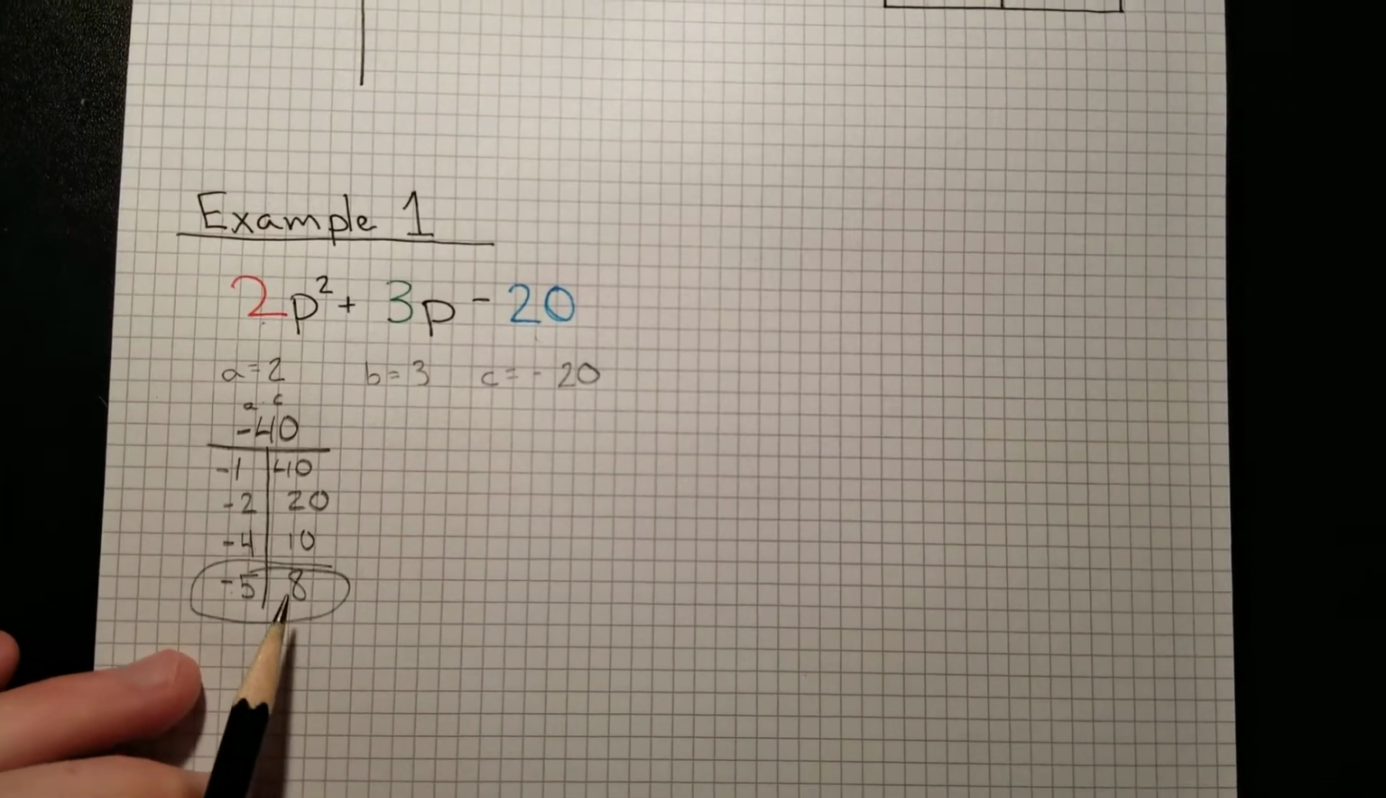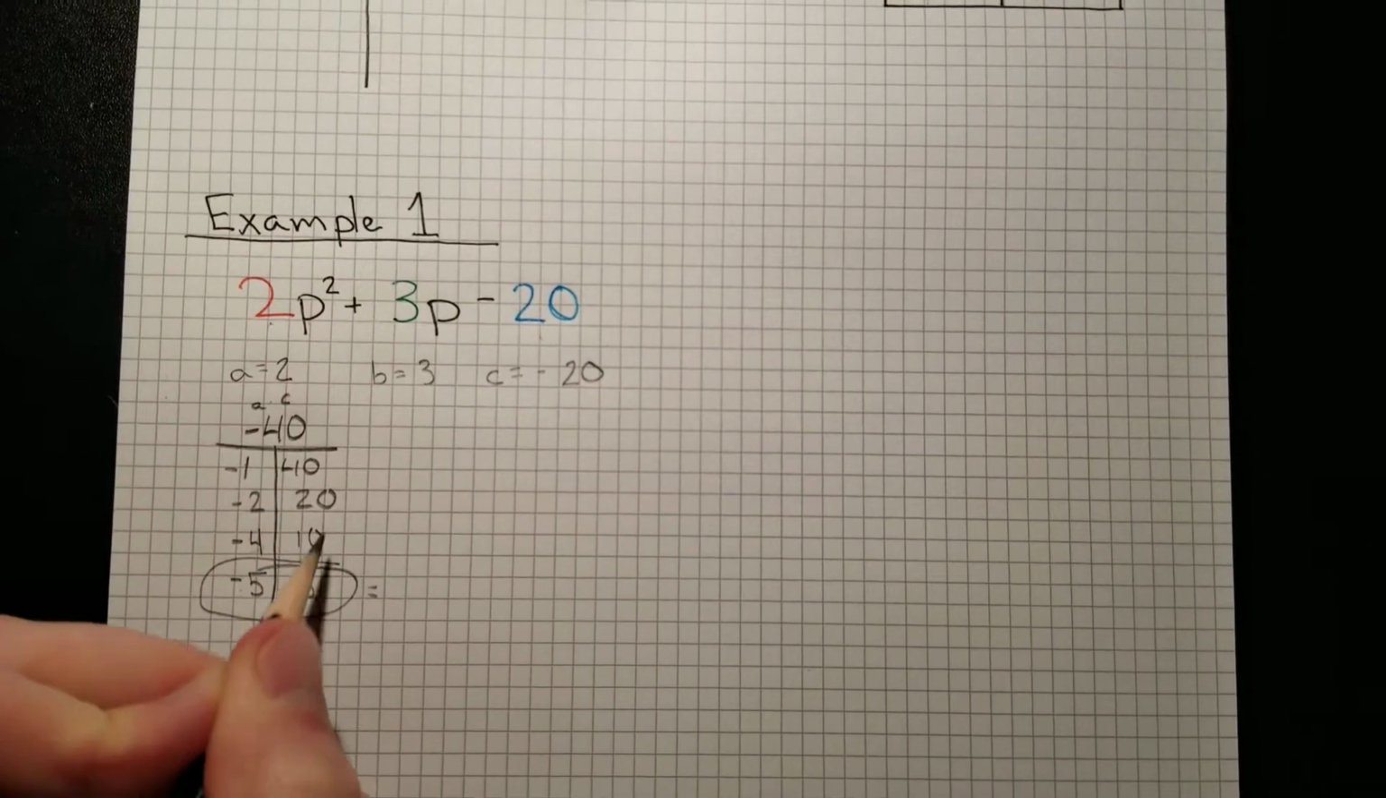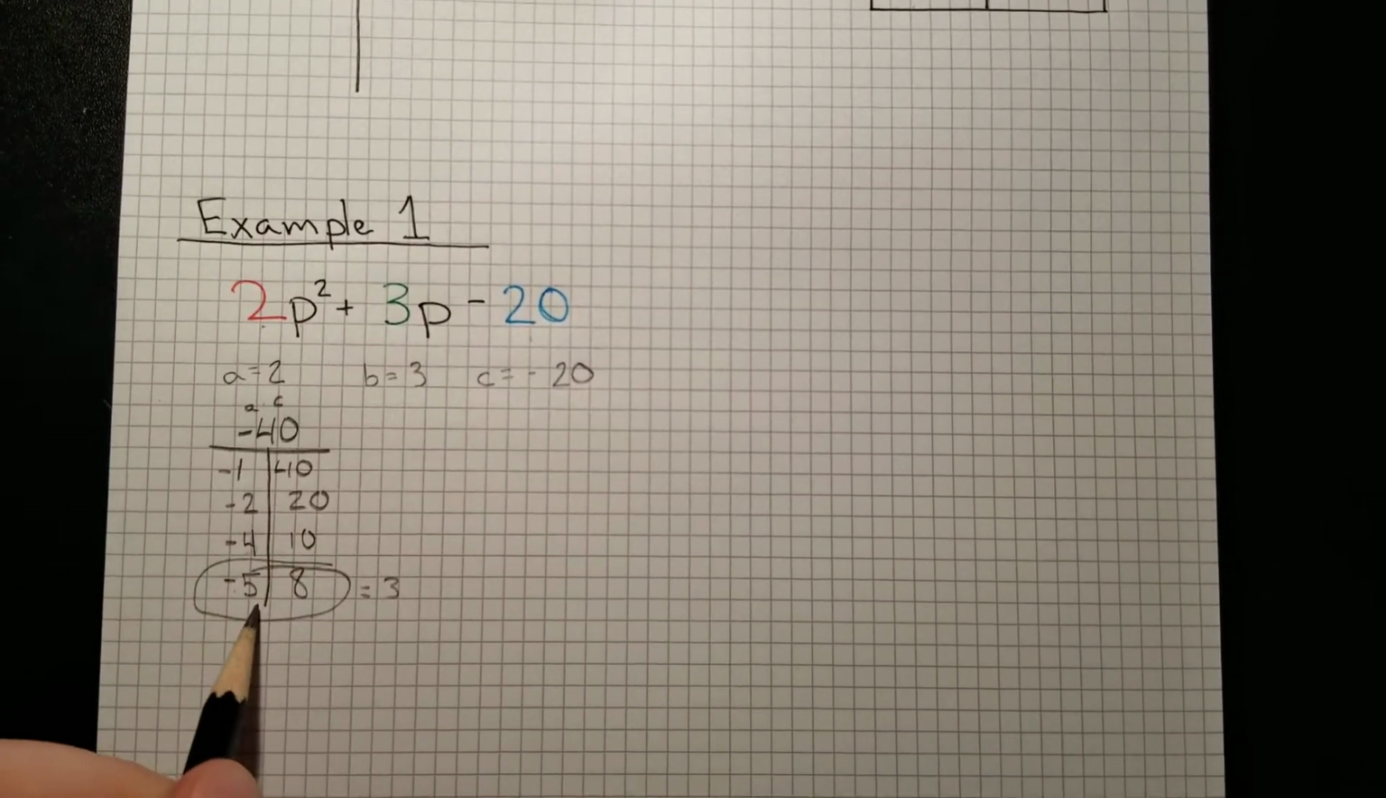So negative 5 times 8: if you multiply those, you get negative 40. If you add them, you get 3. So we're going to use those two numbers.